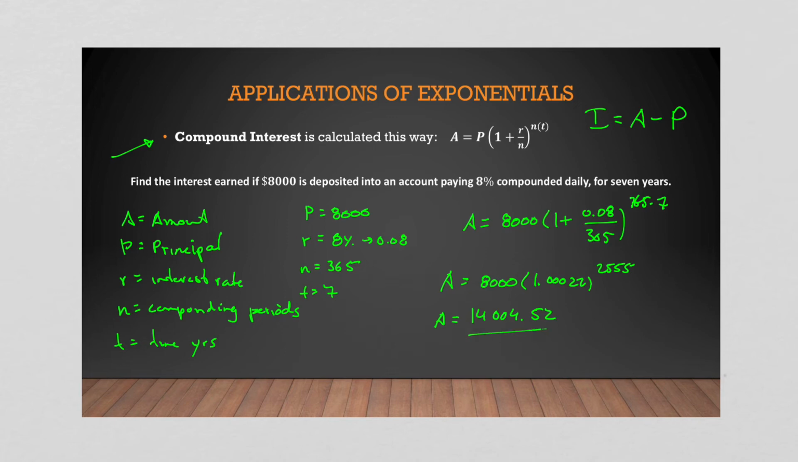So if that's our A value, then we subtract our principal from our A value, so 14,004.52 minus our investment. How much interest did we earn? $6,004.52. Not bad. You earned almost your entire investment in 7 years. Compound interest is amazing.